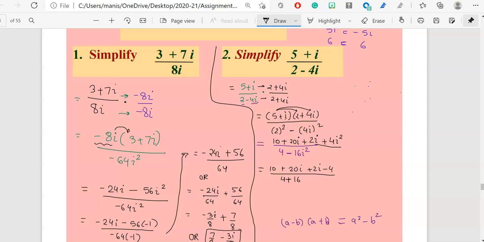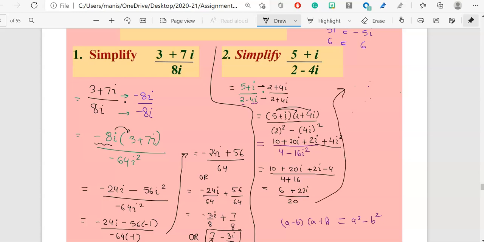Now, for all of these problems, whichever you do like this, the sign in the denominator will change to plus over here. Always remember that. So this is your 10 minus 4, which is 6. This gives me 22i divided by what? 20.